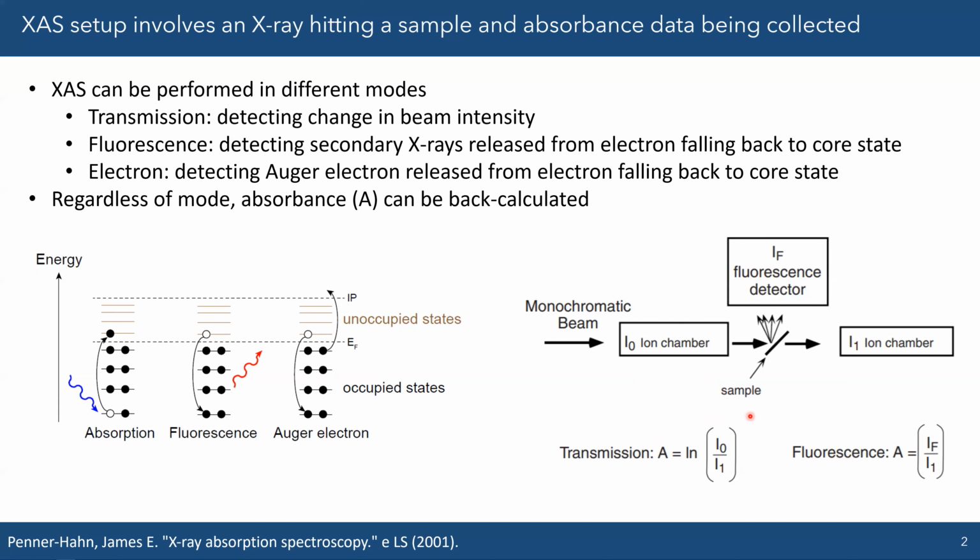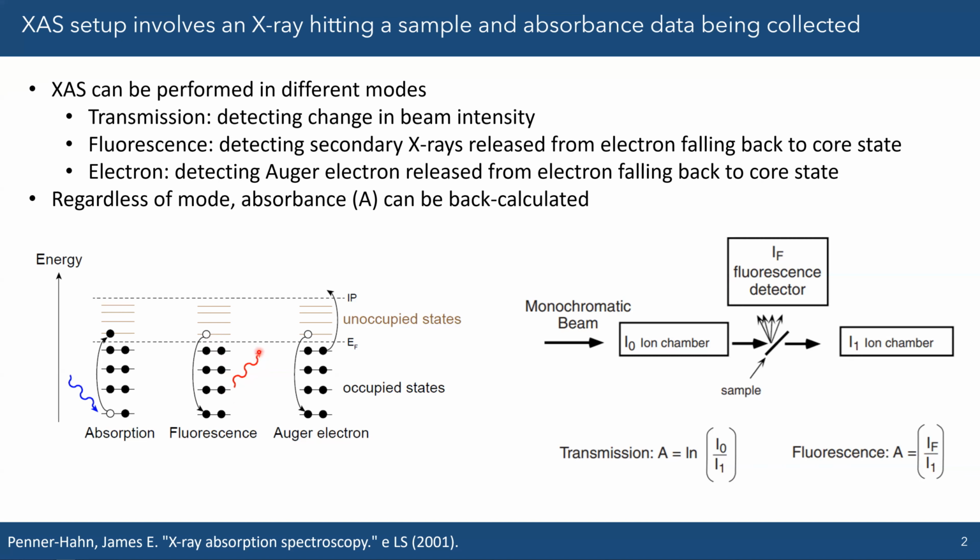But there are also different methods to get absorbance. For example, you can have a fluorescence mode, which detects secondary X-rays that are released from the sample as these electrons fall back to the core state. When you promote the electron into an empty state, eventually it'll have to drop back down and refill the hole that's been made in the core states. There are two ways of doing this. When it drops back down, you release energy either as X-rays, called secondary X-rays, and this is the fluorescence that is detected in the fluorescence mode.